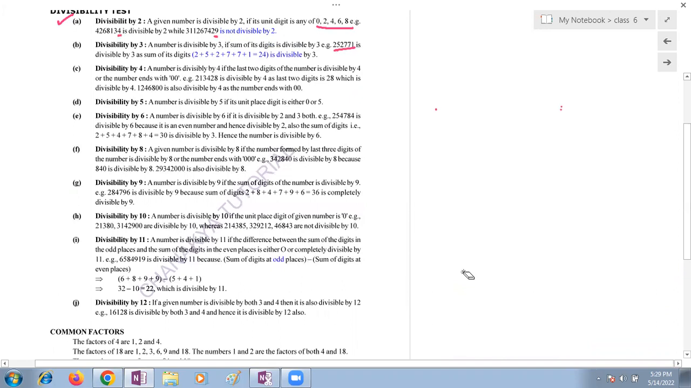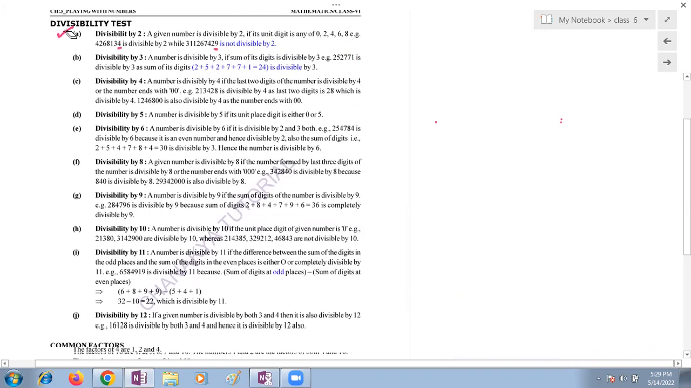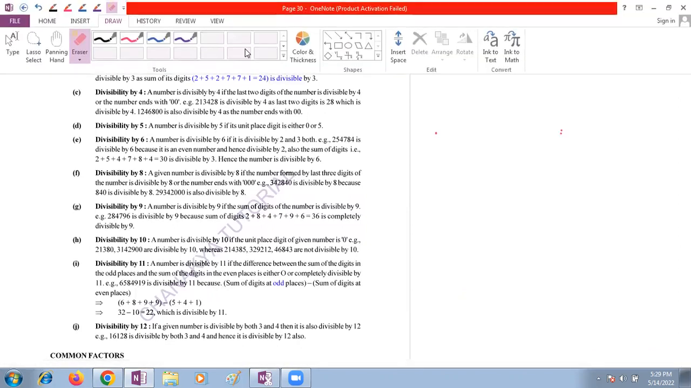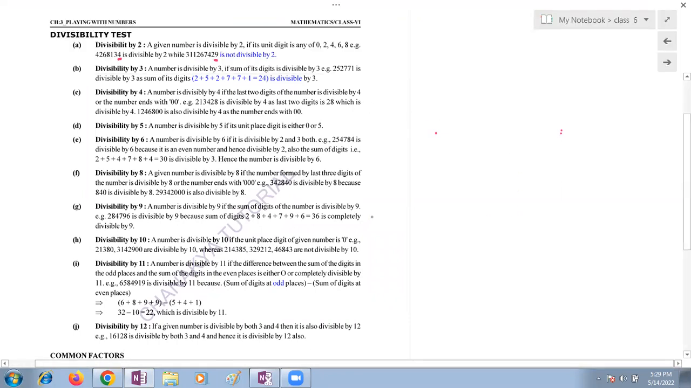Advika, are you there? Advika, are you there? No, she is not there. Ma'am, can I read now? Ma'am, she is there, but she is not responding. Advika, are you there? Yes, ma'am, I'm there. Please, I'm asking divisibility rule 4. Can you please read it?